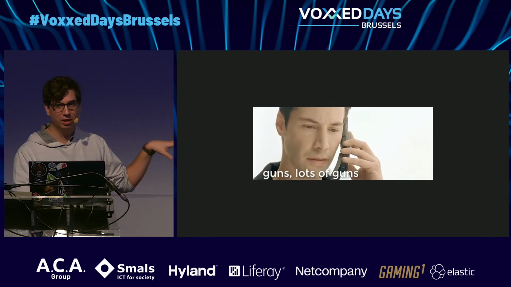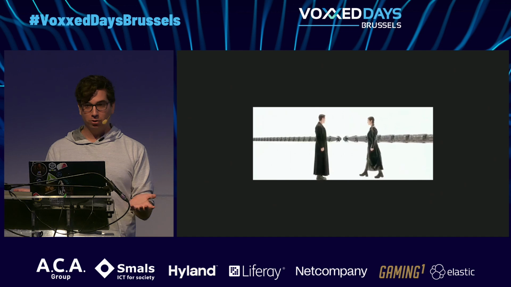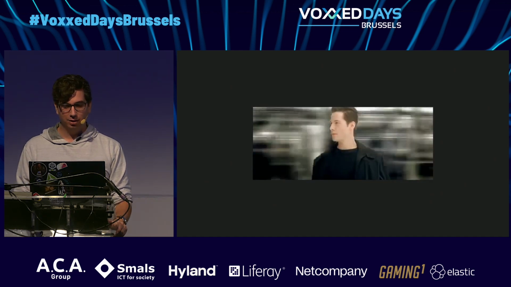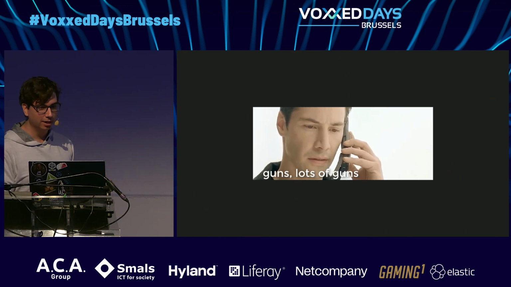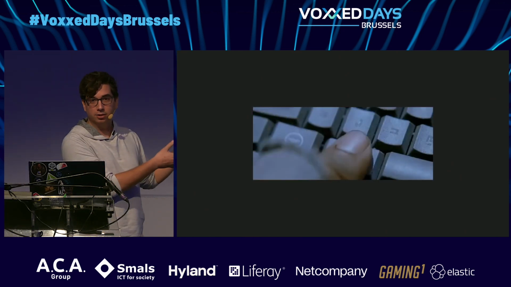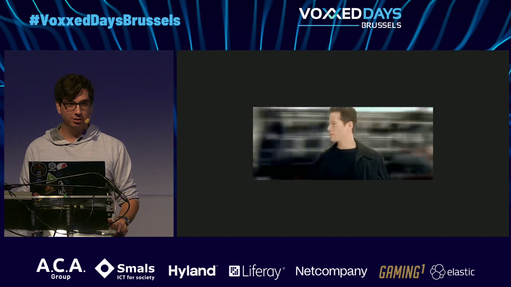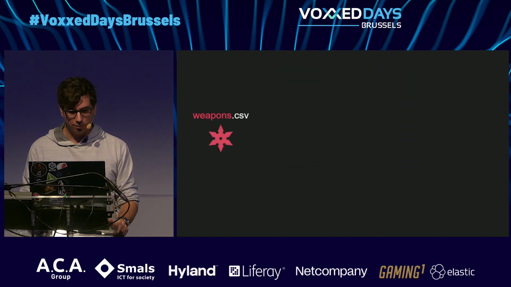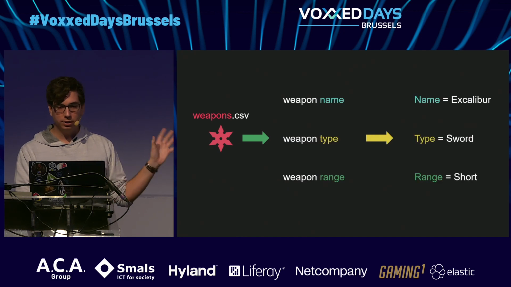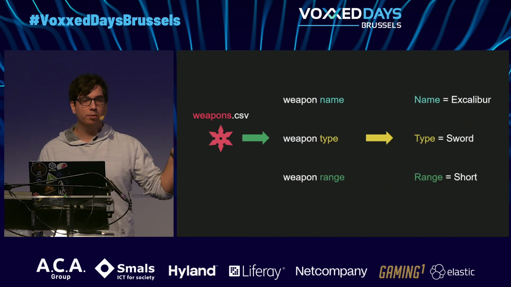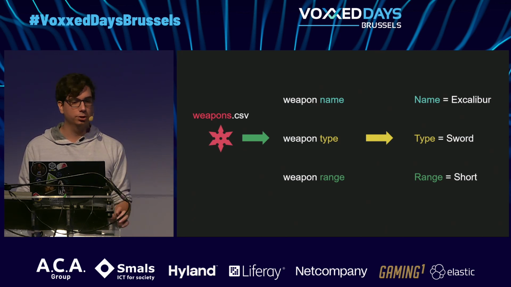So there is a scene in The Matrix where Neo is asking for a lot of guns, and then they give him a lot of guns. Super cool scene, but there is a very big plot hole in this scene. How is he ever going to find the guns he's searching for? So we're going to help Neo find the guns he's searching for. We have a small CSV file with 3 properties: the name of the weapon, the type of the weapon, and the range of the weapon. So for example, Excalibur, the type is sword and the range is short.